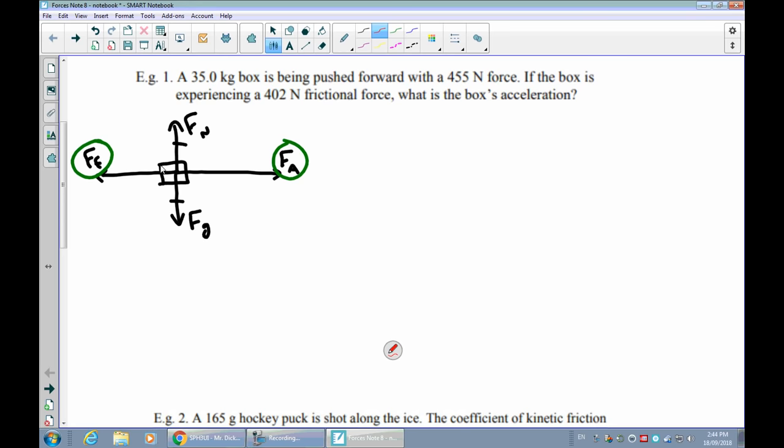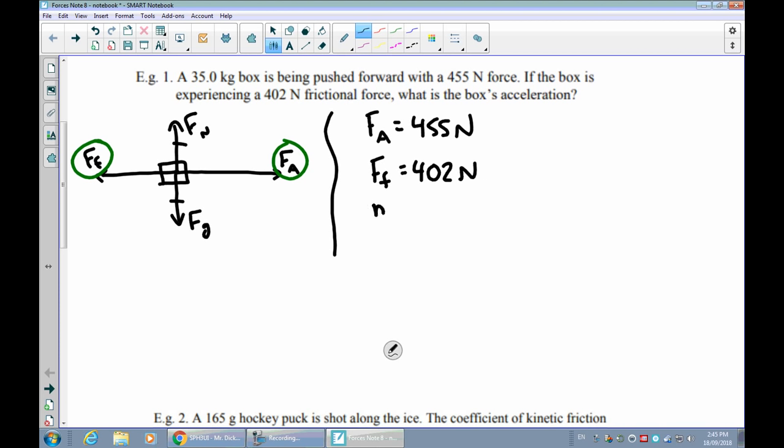So let's give ourselves some space to work. And as always, start with given and required information. So we know that the applied force is 455 newtons. And for right now, I'm just going to talk about the magnitude of that force. The amount of force is 455 newtons. And we'll look at direction a little bit later on. We also know the frictional force is 402 newtons.